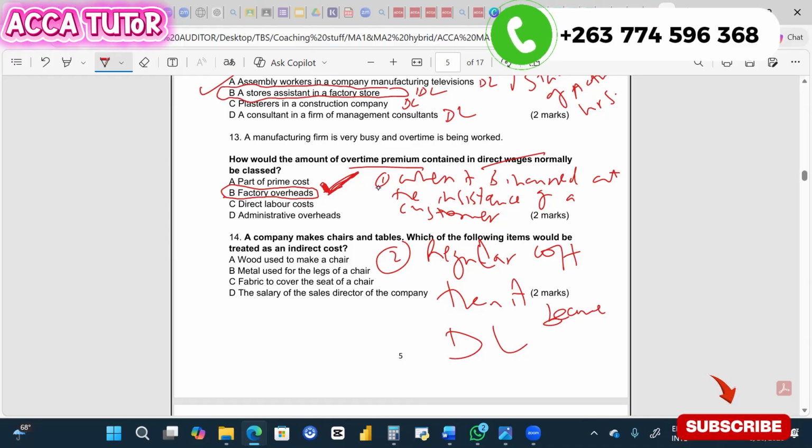Better. Now, there's this question number 14. A company makes chairs and tables. Which of the following items would be treated as an indirect cost?